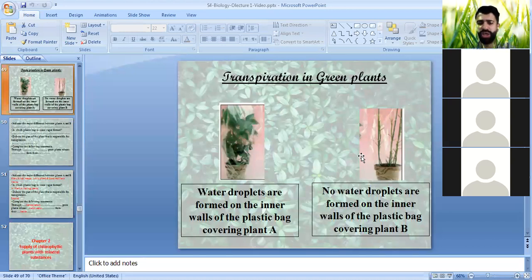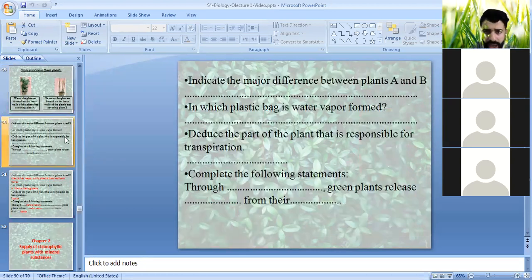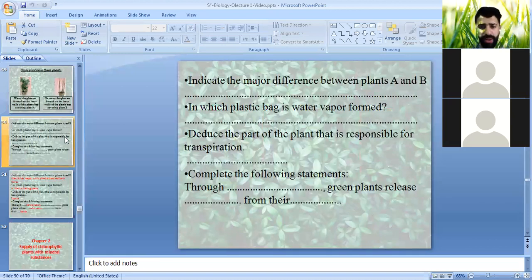So which structure? First of all, you have to know what's the variable factor. The difference between plants A and B is that plant A contains leaves, while plant B doesn't. In which plastic bag is water vapor formed? In the one that contains leaves, which is plant A. Deduce the part: leaves, no leaves. With leaves, we have water droplets. With no leaves, there are no water droplets.